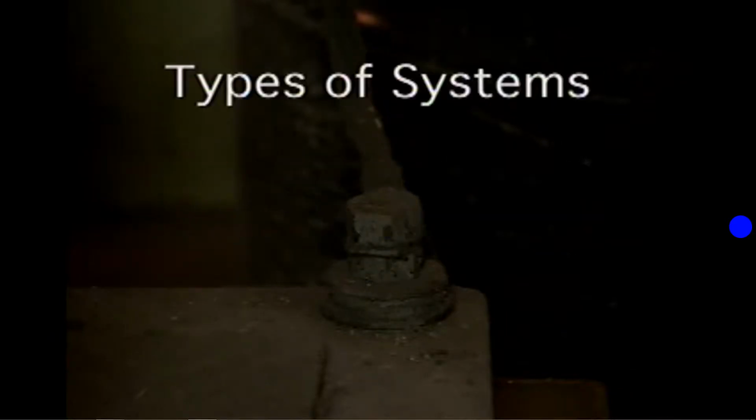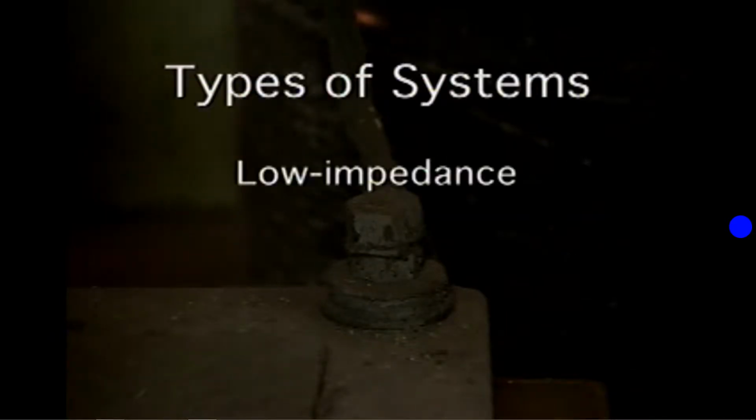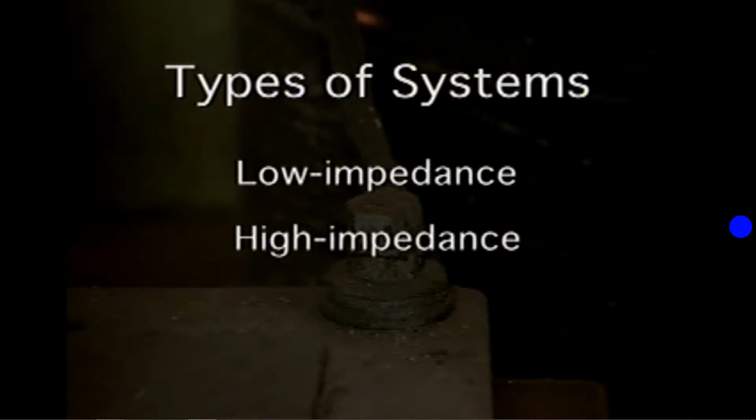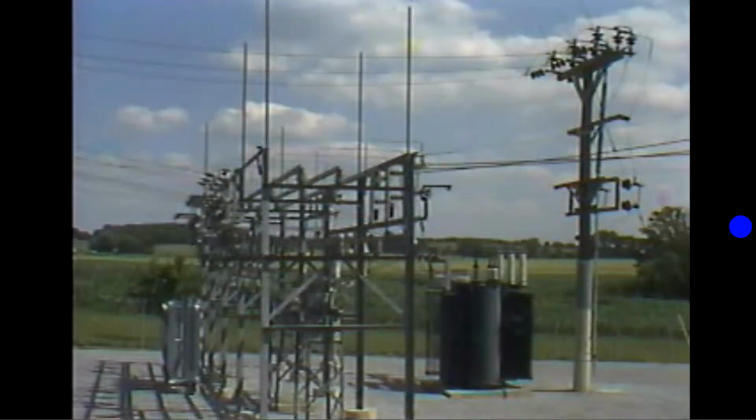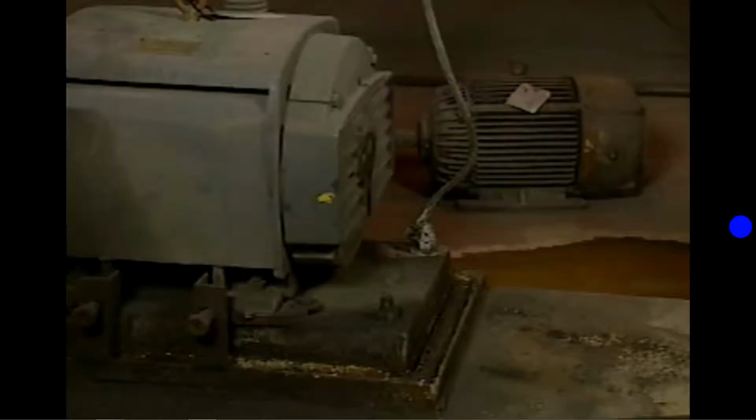Two types of grounding systems are hardwired or low-impedance grounding systems and high-impedance grounding systems. A major difference between the two systems is that a high-impedance system contains a device, such as a resistor or a transformer, to limit current flow, while a low-impedance system does not. We'll focus our attention on low-impedance systems because low-impedance grounding systems are generally used with motor branch circuits.